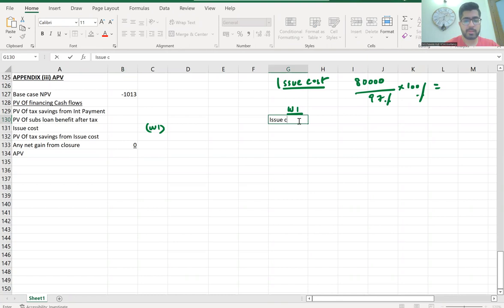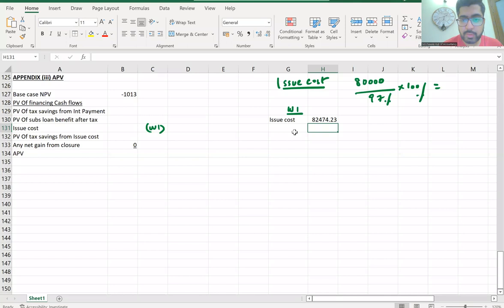I've written from the marker. You need to write by typing. It's 80,000, divided by 97 into 100. Okay. 82474 is the gross finance required.